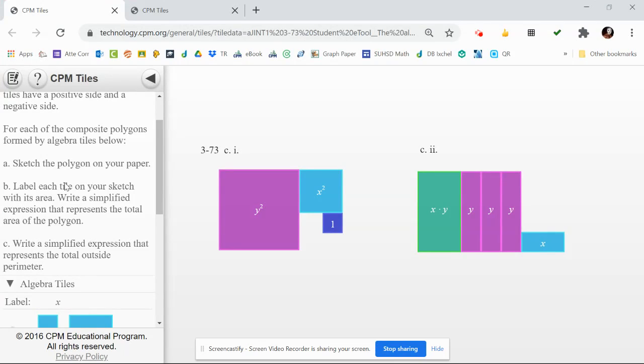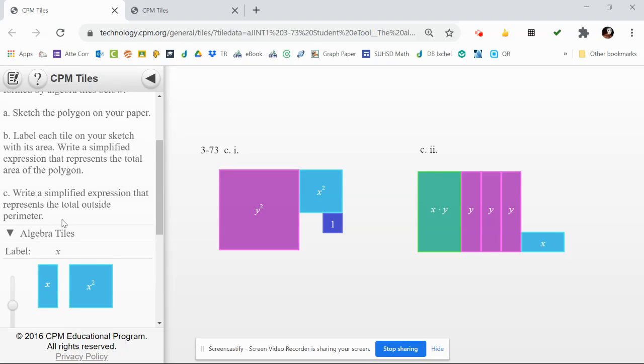If you don't have the notes, if you're not able to print them out, you can use a notebook so you can keep track of your notes. Make sure you label them on the top, 3.2.1, today's date. And also make sure that you are including the shape that you're looking at. Then we're going to label each tile on our sketch with its area, and write a simplified expression that represents the total area of the polygon. And then finally, question C says write a simplified expression that represents the total outside perimeter.